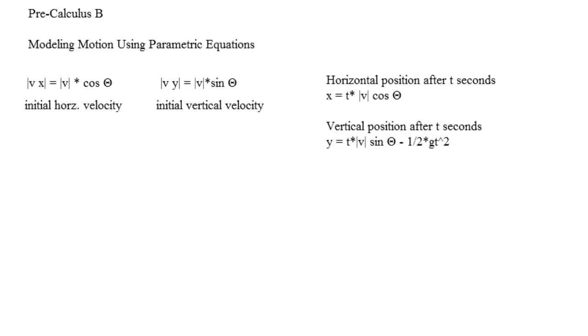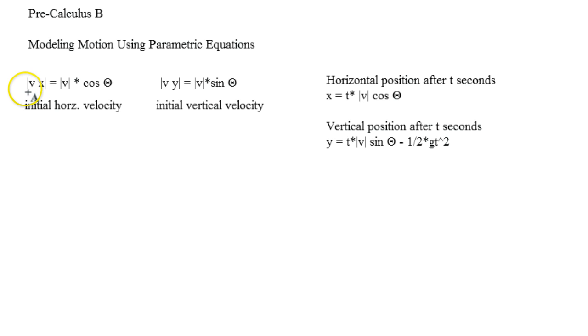Okay, so modeling motion using parametric equations. To give an initial horizontal and vertical velocity, you follow these two equations. Now, obviously, these absolute value signs are not used as absolute value signs here. In vectors, they're used as magnitude signs.